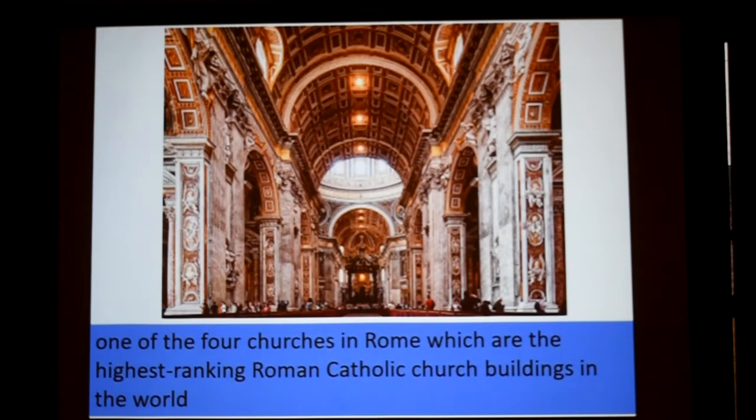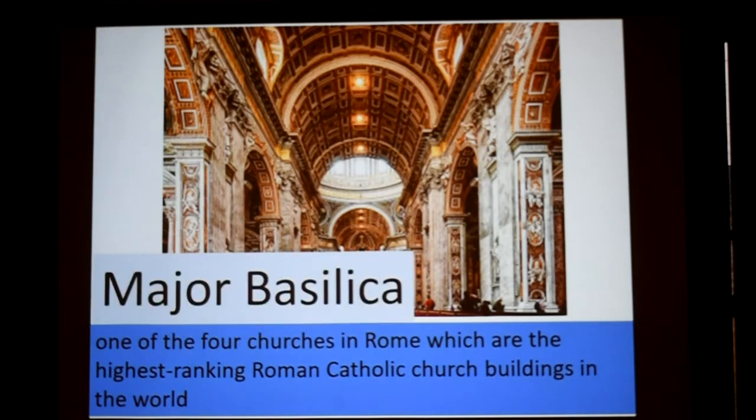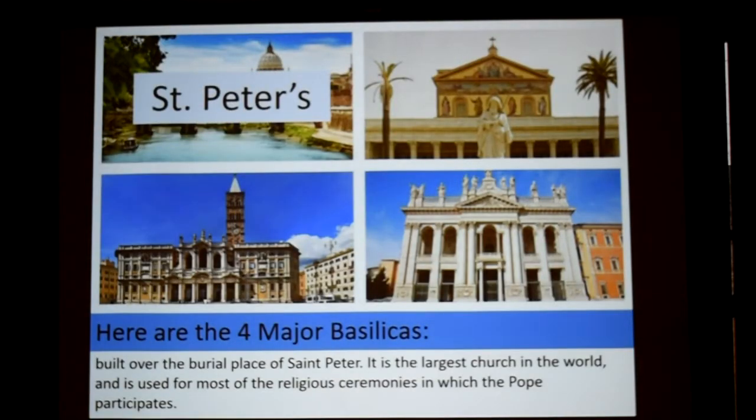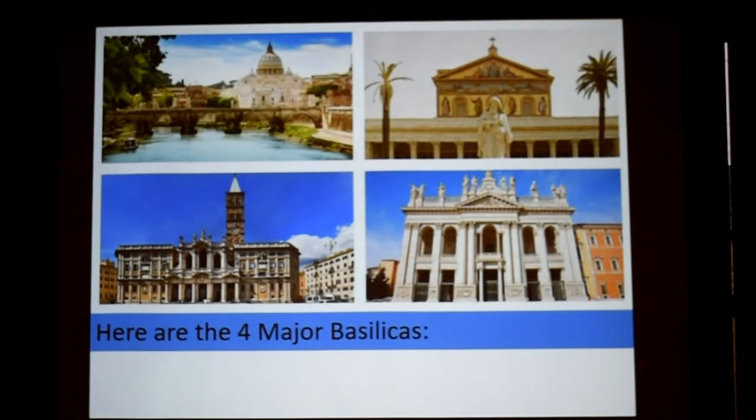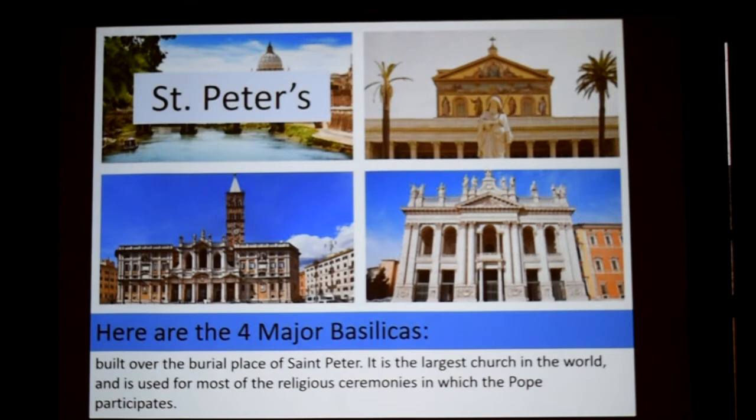All right, so the first classification of church is what is called a major basilica. There are only 4 of these in the world. These are the 4 highest ranking church buildings in the world, and they're all in Rome. The 4 are St. Peter's Basilica, which is the largest church in the world. It is where the Pope does a lot of his masses, especially when it comes to the canonization of saints.